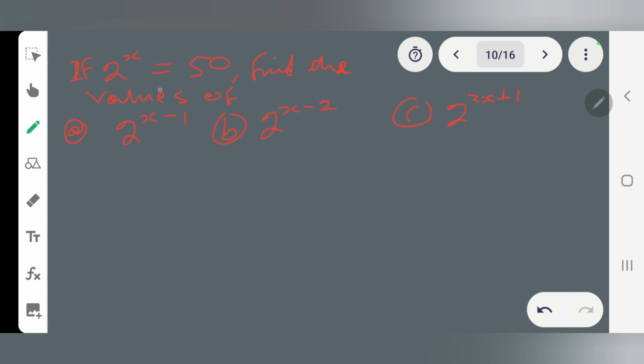Here, according to the question, wherever we see 2 raised to the power x, you should replace it with 50. In this case, if the question says you should find 2 raised to the power x minus 1, then our solution will be like that.